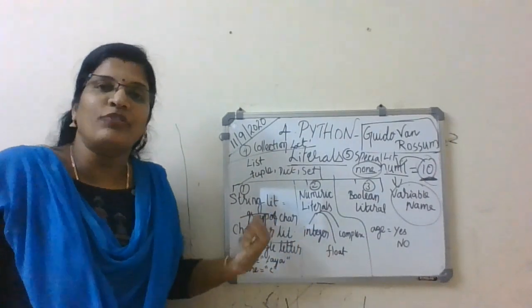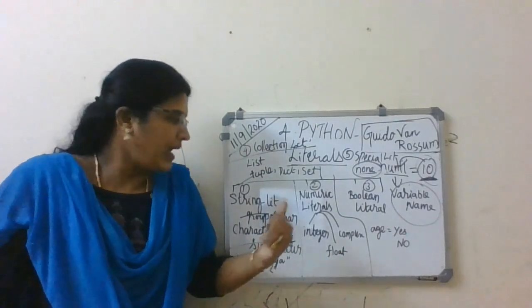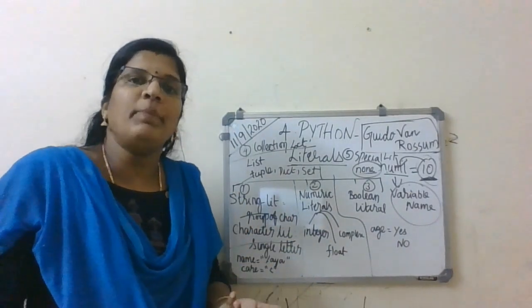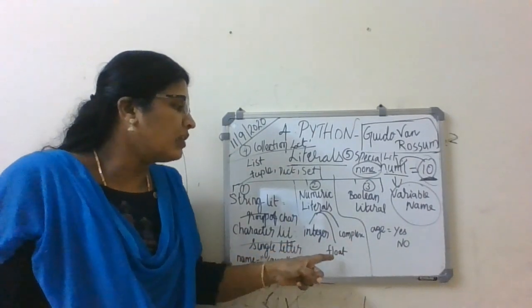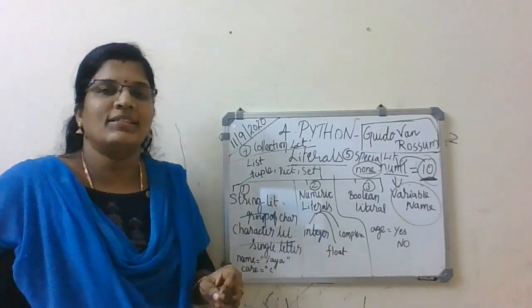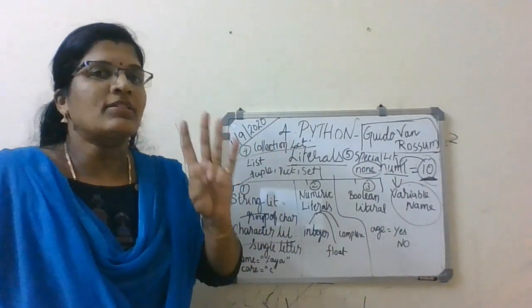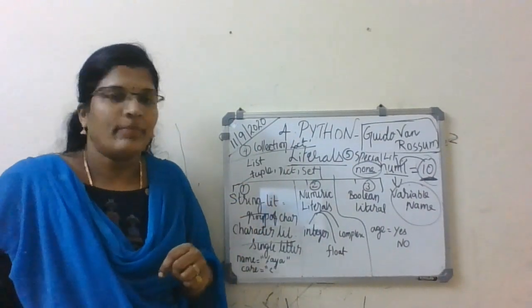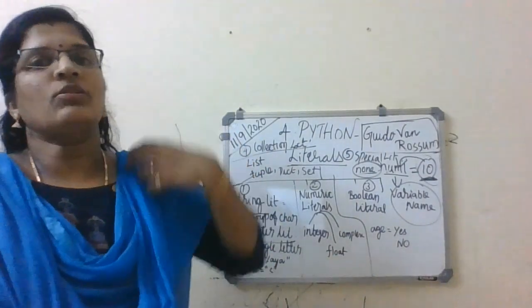Laya is a name I have used for a variable called name. Then K is equal to C, a single character. Then numeric literals. Numeric means numbers. The number can be a decimal number or a whole number or anything, which has three types: integer, float, and complex. Then Boolean for yes or no questions, where we have to use Boolean literals. Then collection literals, which has four collections such as list, tuple, dict, and set. Then special literal, which is called None in Python.